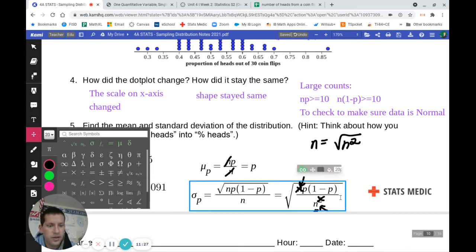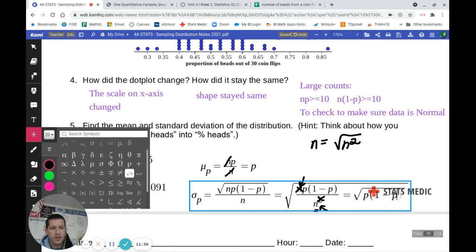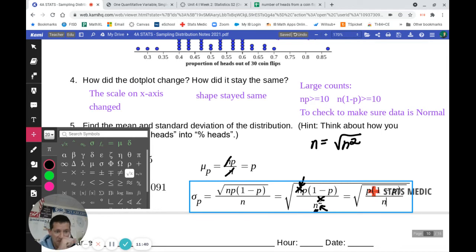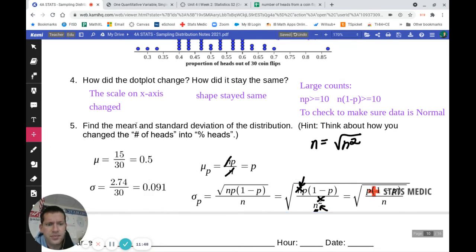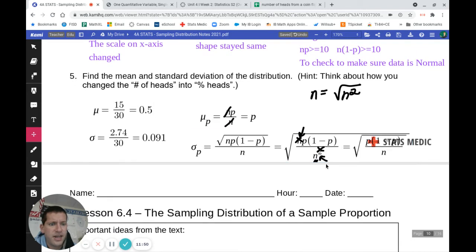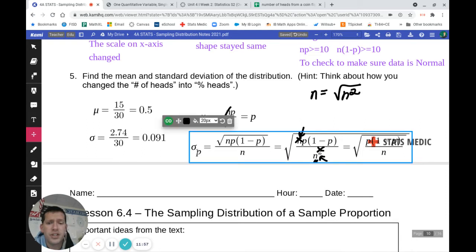So I'm left with the square root of p times 1 minus p divided by n. I know that's not the cleanest thing because of the Statsmatic logo there, but we're going to rewrite it on the next page as well. Again, we just canceled out that n, so it's the square root of p times 1 minus p over n. That's how we get our standard deviation.